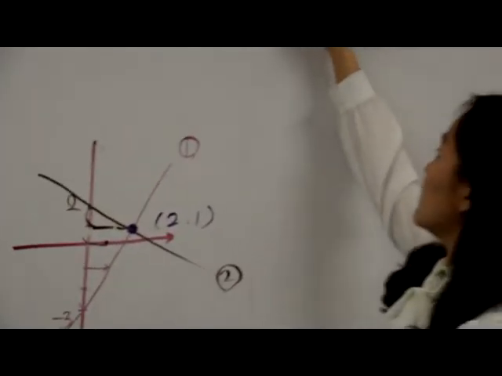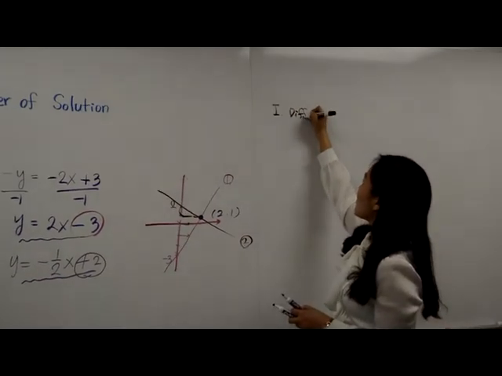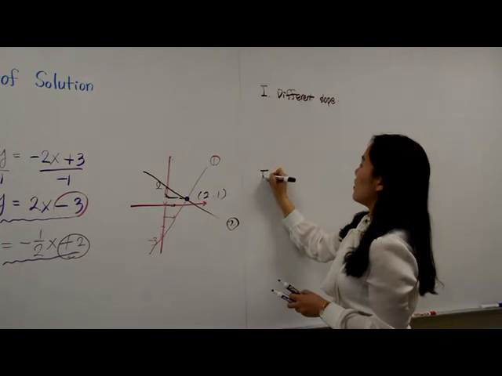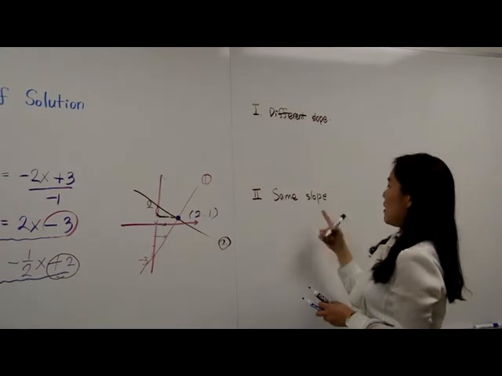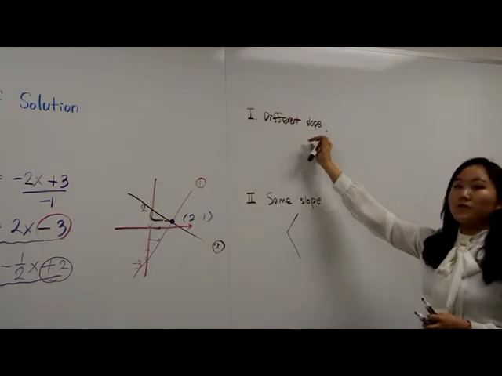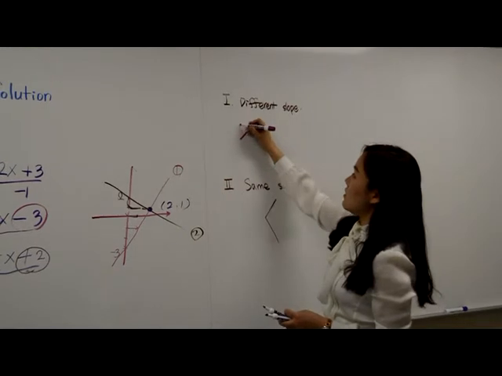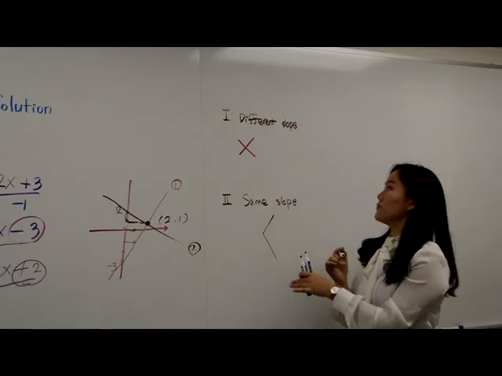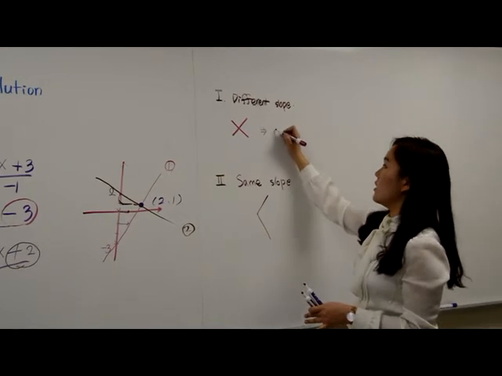Okay, then let's find the number of solutions. There are 3 cases. Different slope, same slope, and then there are 2 cases in the same slope, okay? If 2 equations have different slope, it means one line looks like this and the other line looks like this. They always meet each other if they have different slope, right? So in this case, every different slope equation has one solution.